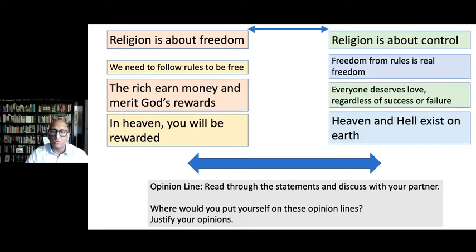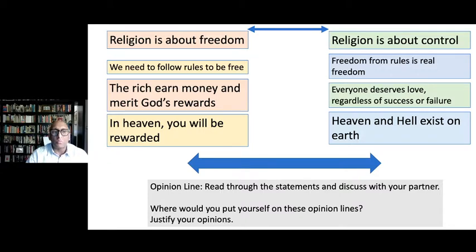So here, I'm going to start. You can pause at any time. Here, these are opinion lines, and I want you to read through the statements and discuss. And if you're with yourself, you're going to just write your own. Religion's about freedom, or religion's about control? We need to follow rules to be free. Freedom from rules is real freedom.